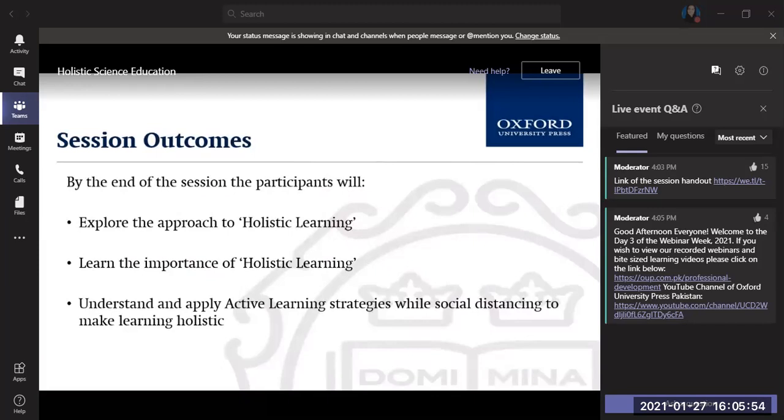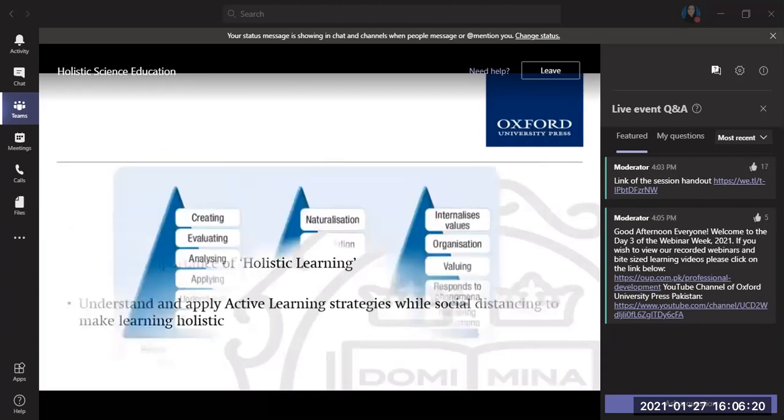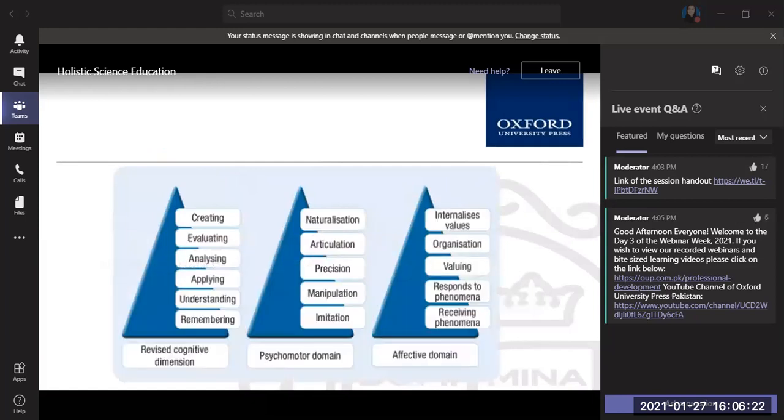So the 3 session outcomes that I have set for myself to achieve are that I want to explore the approach to holistic learning. We'll have a look at how important holistic learning is, and we'll try to understand and apply active learning strategies while social distancing to make learning more and more holistic. I'm sure most of you have seen this.